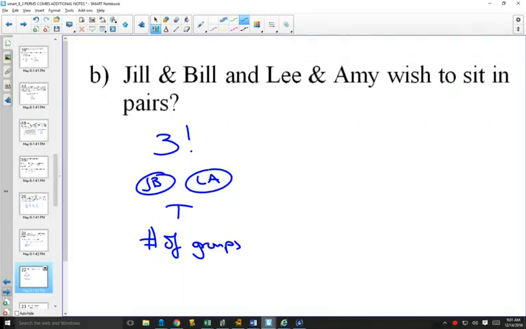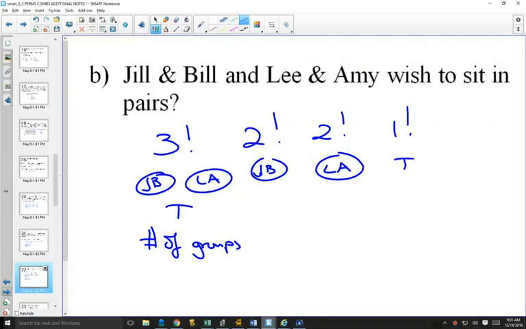Then when we look in each of those groups, Jill and Bill, left hand, right hand, right hand, left hand. Lee and Amy, left hand, right hand, right hand, left hand. So this would be 2 factorial for Jill and Bill, and 2 factorial for Lee and Amy. And you don't have to put the 1 factorial for Tom, but if you're feeling really bad for him and you want to include him more in the question, you can do that.